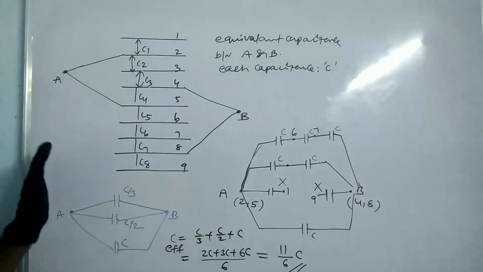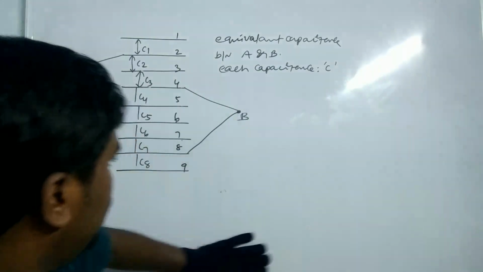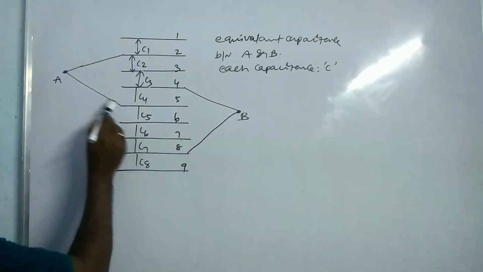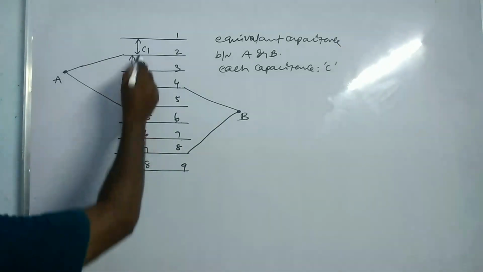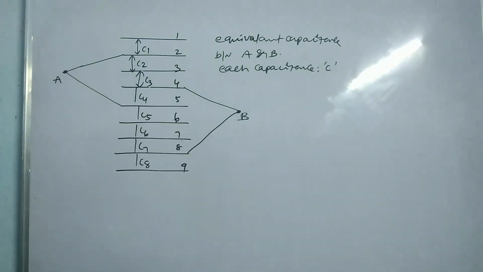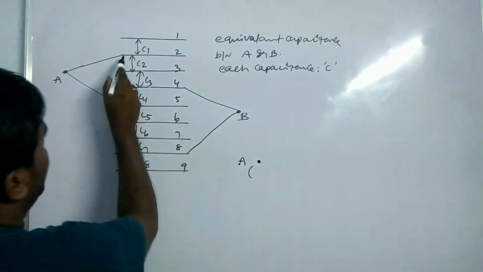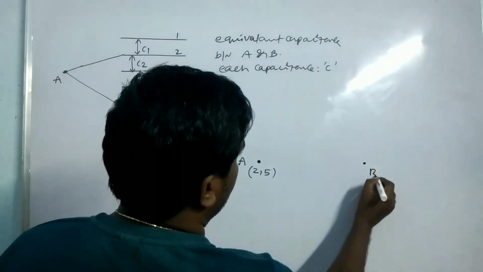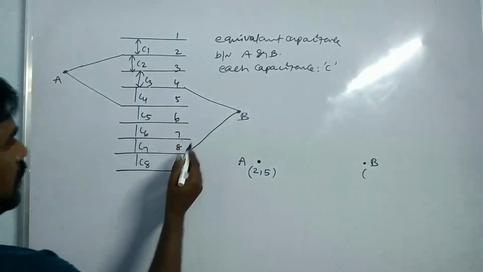Let us see one more time how we can solve this diagram. Here there are 9 plates, and the second plate and fifth plate are connected to point A, and the fourth plate and eighth plate are connected to point B. So there are 8 capacitors between the 9 plates. At first we have to mark point A. Which points are connected? The second plate and the fifth plate. And point B is the fourth plate and eighth plate.